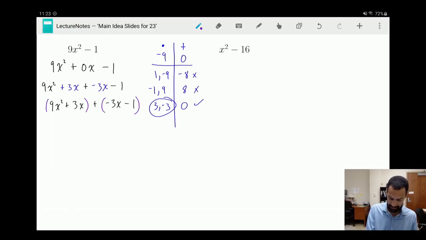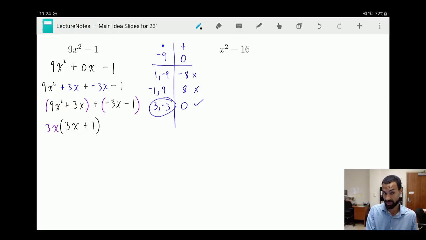Group together. The common factor between 9x squared plus 3x: well, 9 and 3 are both divisible by 3, and they both have an x, at least x to the first power. 9 divided by 3 is 3. X squared divided by x is x, plus 3x divided by 3x is 1.